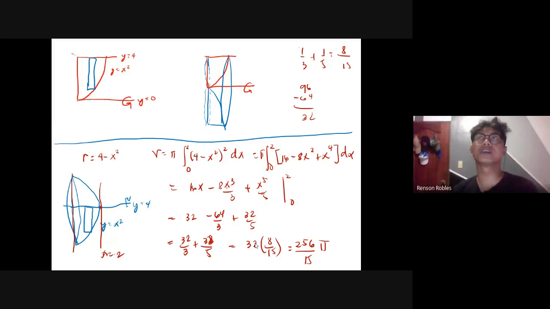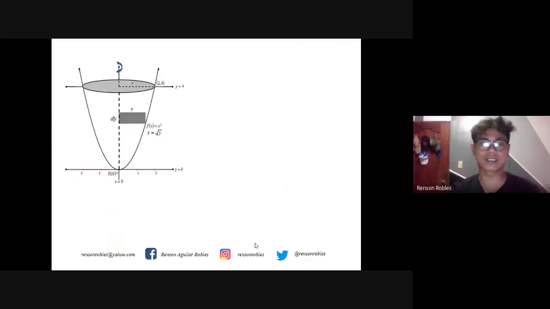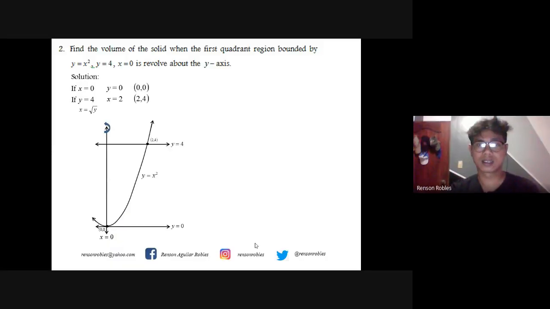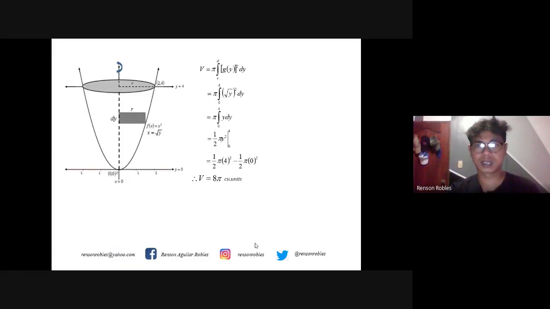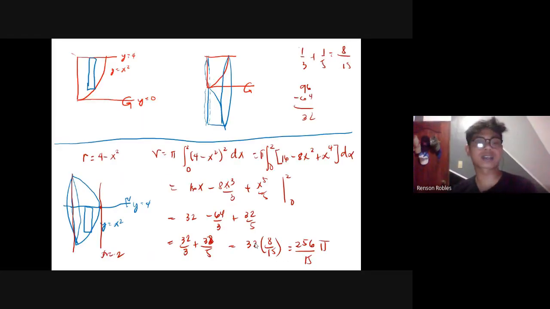Kanina, 7/3? 7/3 nga ba yan kanina? Sorry. Let me see again. It's 8 pi pala. Sorry, it's 8 pi. And then when we replace the axis of revolution, naging 256 over 15 pi. Okay? Ibig sabihin, the volume of the solid depends on the axis of revolution. Paglayo ng axis of revolution to the region, paglaki ng volume. Okay? Get it right? That's this method.